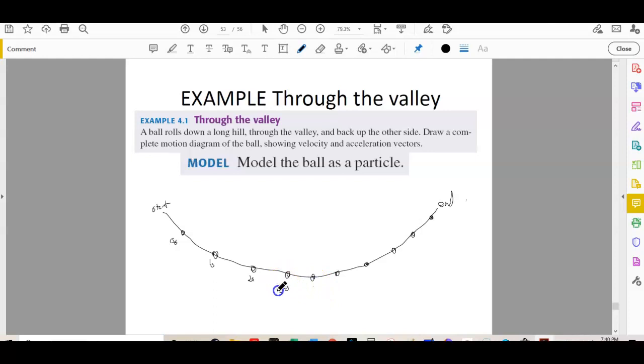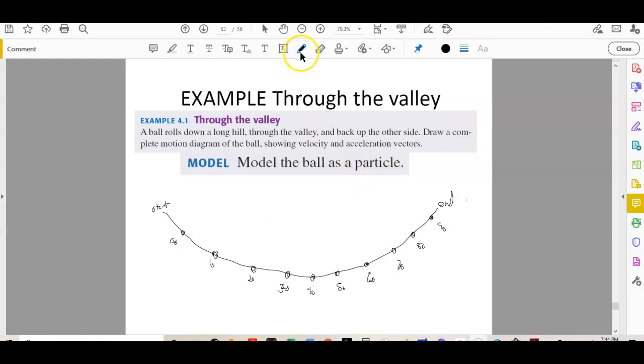Oh, it should be the 3 seconds mark, 4 seconds mark, 5 seconds mark, 6 seconds mark, 7 seconds mark, 8 seconds mark, and 9 seconds, right? So go ahead and try drawing those velocity vectors and acceleration vectors. Let's do it.